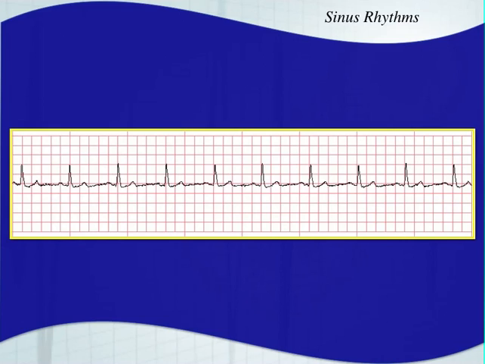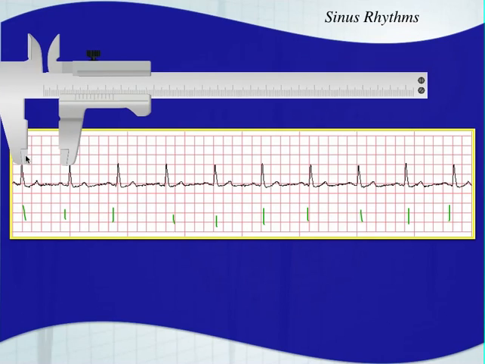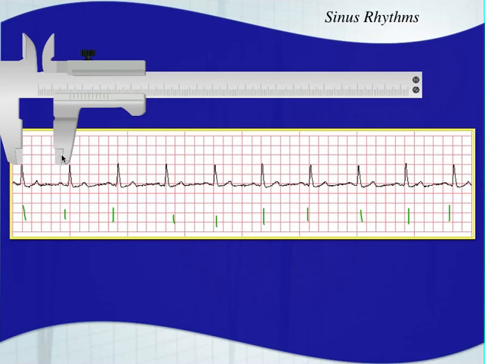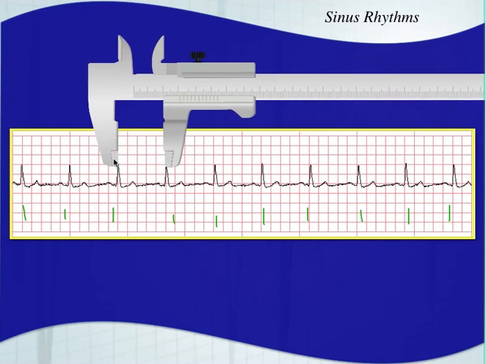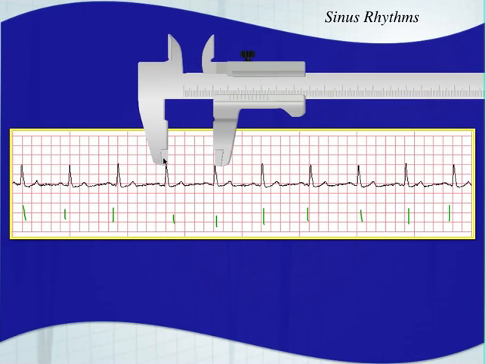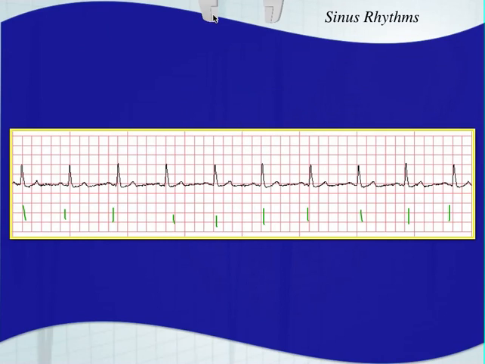I'm going to do this one a little quicker. Let's quickly identify the rate. 1, 2, 3, 4, 5, 6, 7, 8, 9, 10. All right, let's see if it's regular really quick here. I'm going to measure here. I'm going to continue that measurement out. And it's pretty regular. Okay.